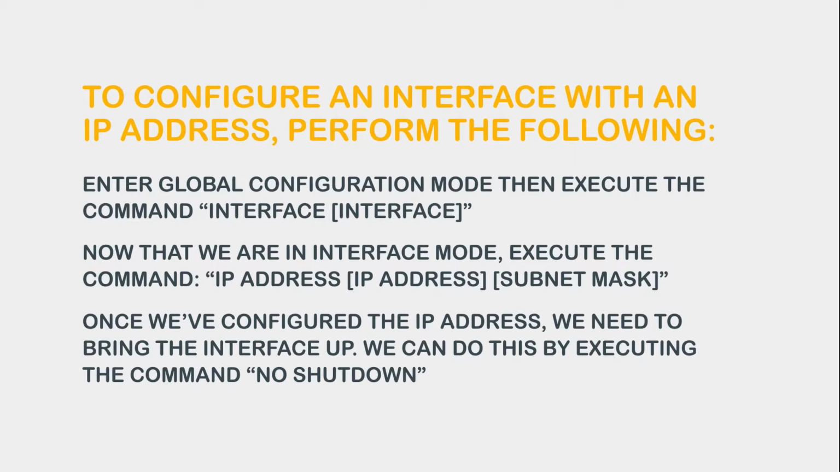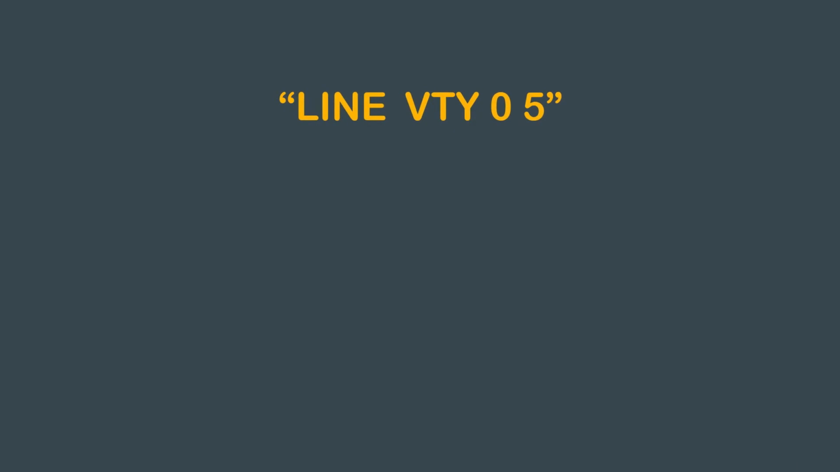Now that we have configured an interface with an IP address, we need to enter the line configuration mode for the virtual terminal lines. This can be done by executing the global configuration command line vty 0 5. The second number in this command specifies the number of concurrent Telnet sessions you want the device to support.